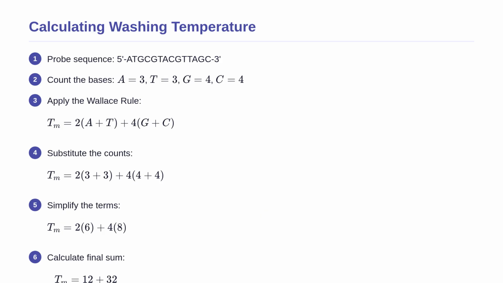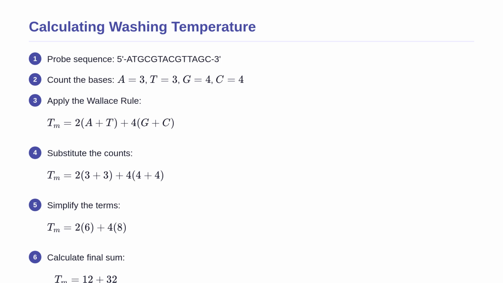Now that we have our formula, let us see this with a concrete example. Suppose we are working in a diagnostic laboratory and have designed a 14-letter probe for a normal gene. The sequence is given on screen. We need to calculate its exact melting temperature to determine the correct washing temperature. First, we carefully count the bases. We find exactly 3 adenines, 3 thymines, 4 guanines, and 4 cytosines.